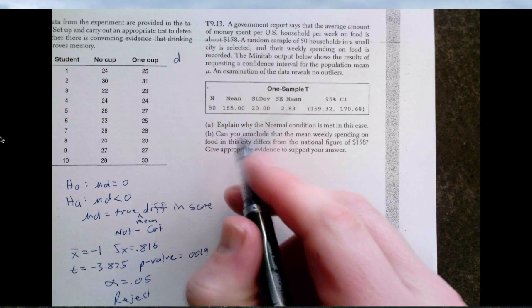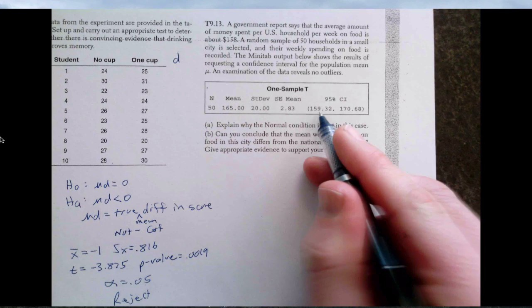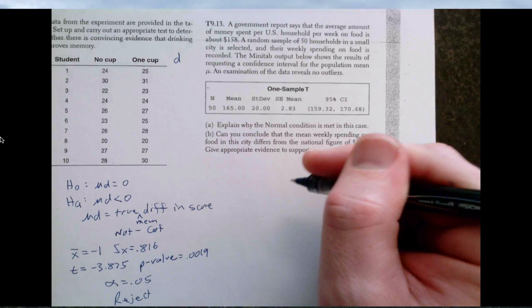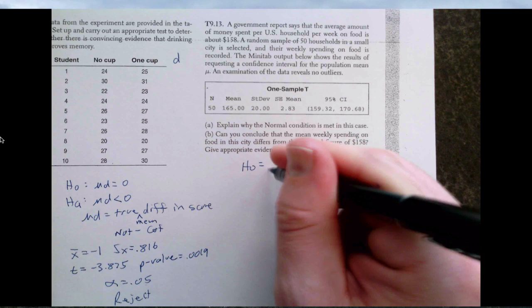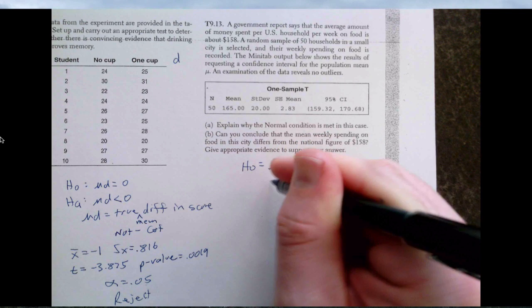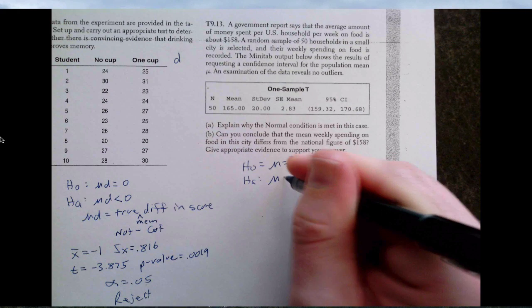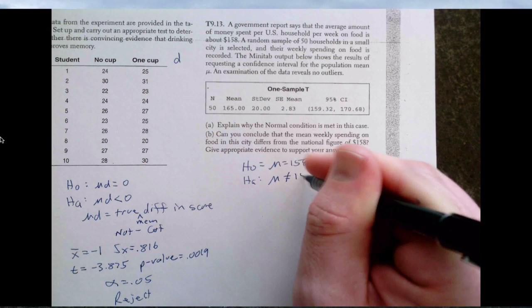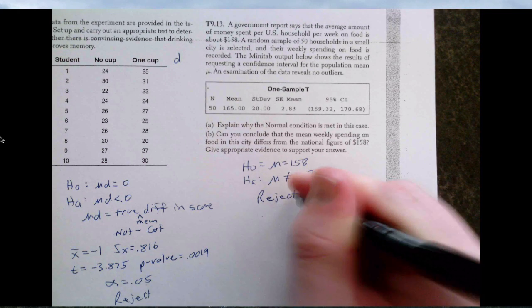There are no outliers. Can you conclude that the mean weekly spending on food in this city differs from the national figure of 158? Is 158 inside of the interval? It is not inside of the interval, and since it is not, we would reject the null. Our null would be that the mean is 158, and the alternate would be that it is not 158. Since it's not in the interval, we reject the null. All right.